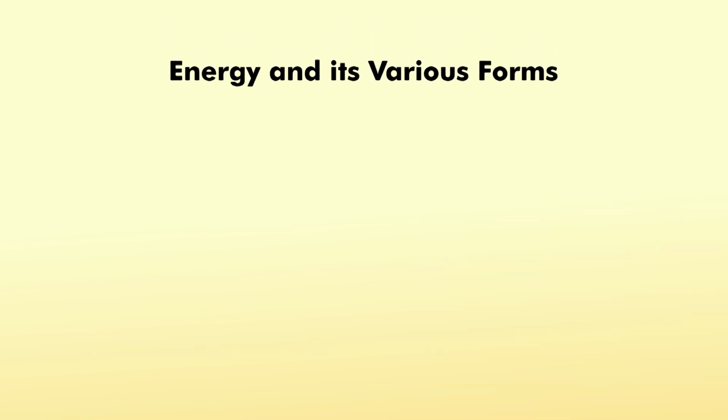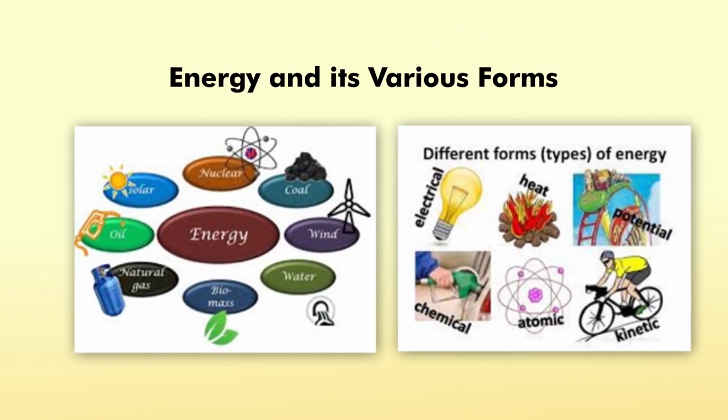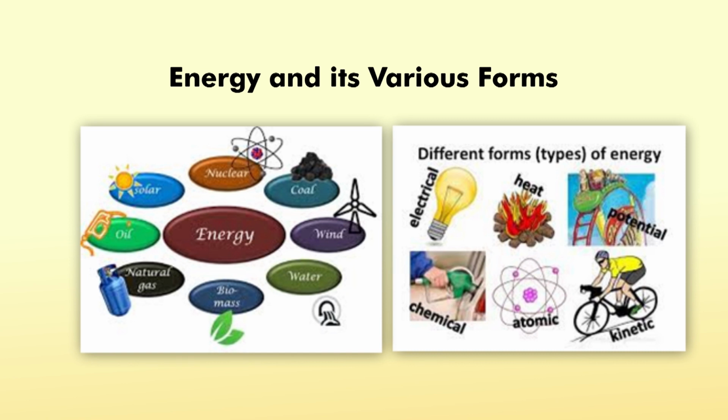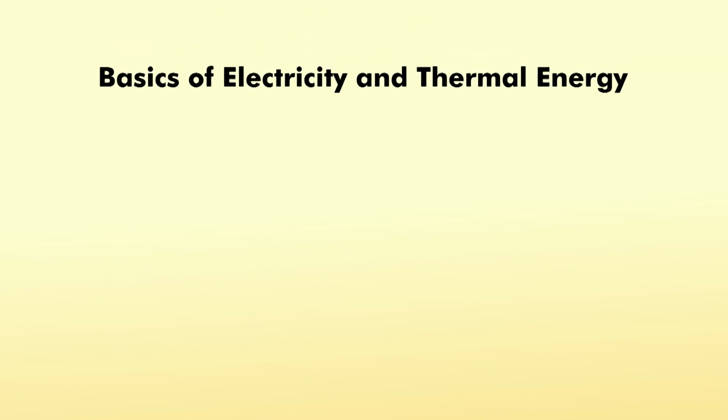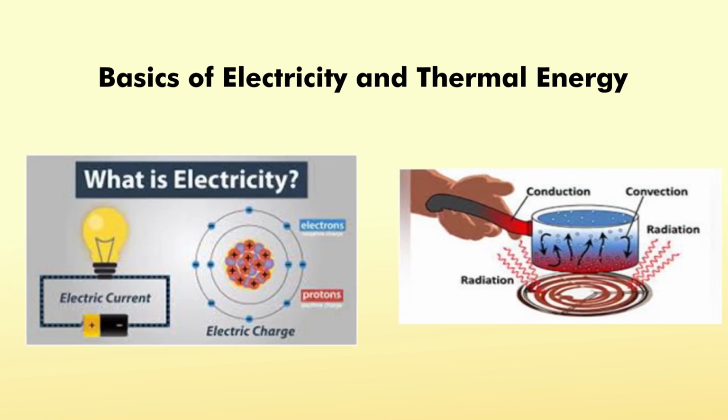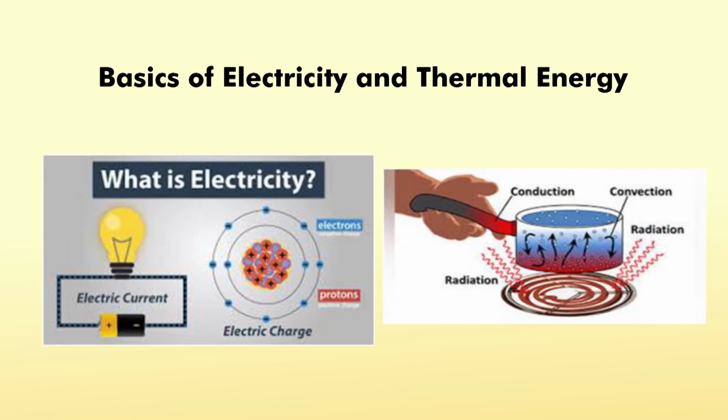In the next class, we will discuss energy and its various forms, such as energy available as coal or oil or natural gas or also as nuclear and other forms. Next, we will discuss the basics of electricity and thermal energy. When you talk about electricity, we will discuss how electricity is produced, how the current flows and the other mechanisms of how electricity is measured and so on.